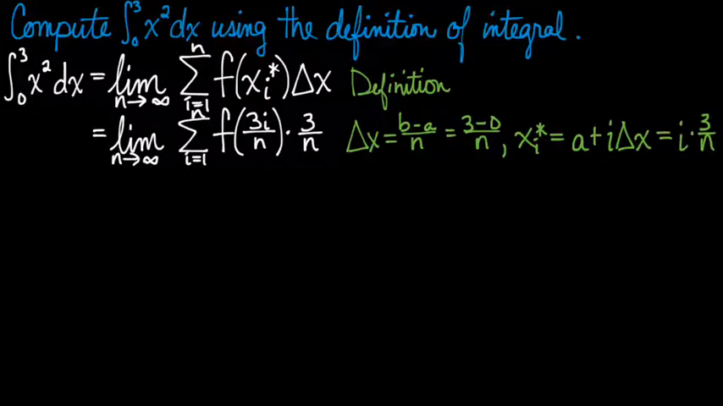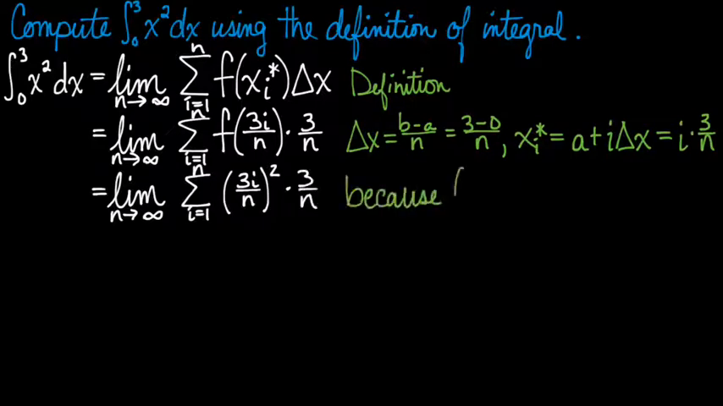Delta x is the width of every little rectangle in my Riemann sum. The formula for it is b minus a over n. So b is 3, a is 0, and that means that delta x is 3 over n. For xi star, I personally use the right endpoint of every little subinterval. I've memorized a formula for xi star. It's a plus i times delta x. That makes things easier for me. So I know that xi star is always going to be i times 3 over n.